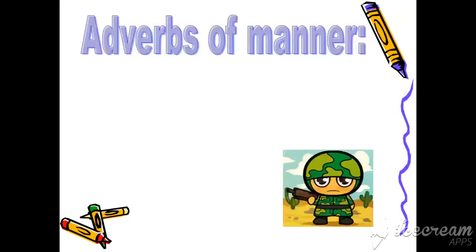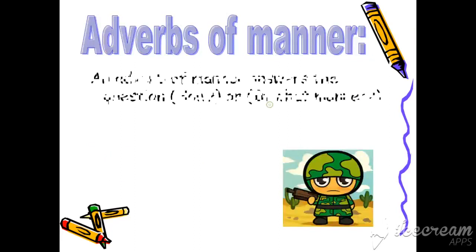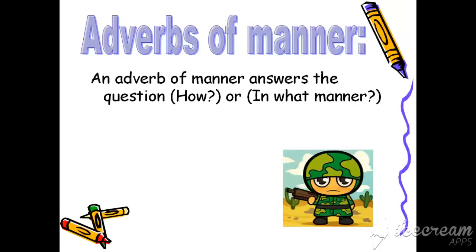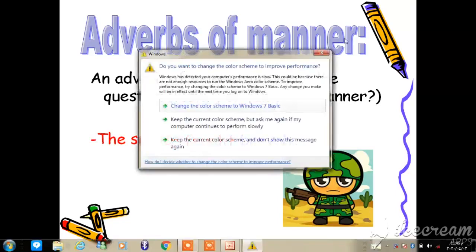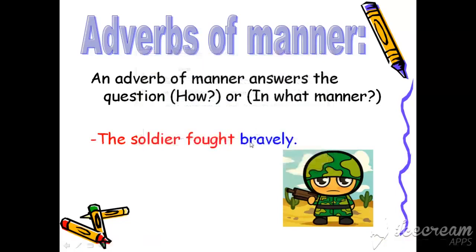Let's start with the first type, adverbs of manner, ظروف السلوك. An adverb of manner answers the question how or in what manner. يعني بتجاوبنا على السؤال كيف. بتحكي عن كيفية حدوث الشيء. Example: the soldier fought bravely. Bravely is the adverb. It is an adverb of manner.